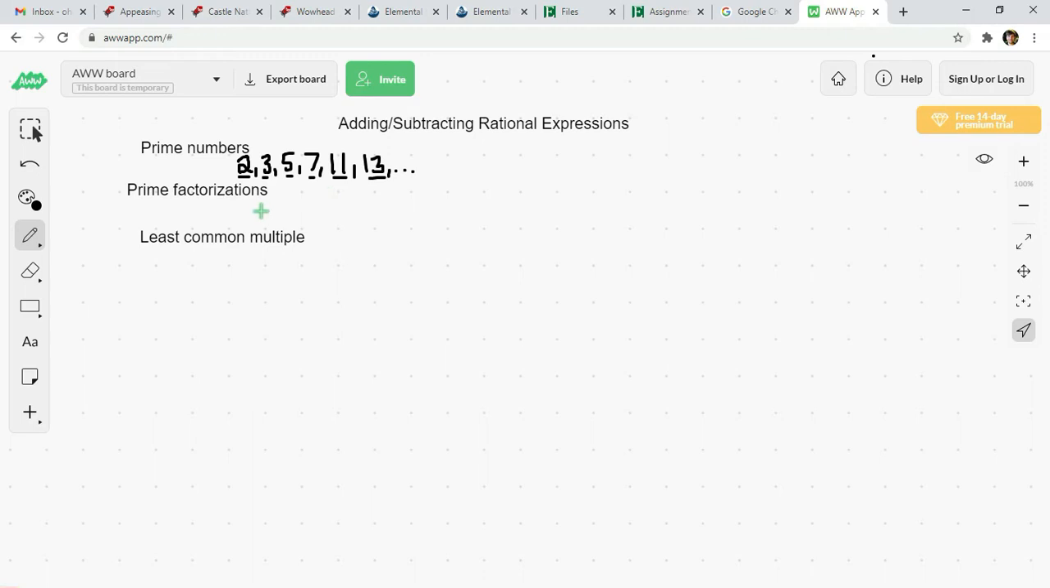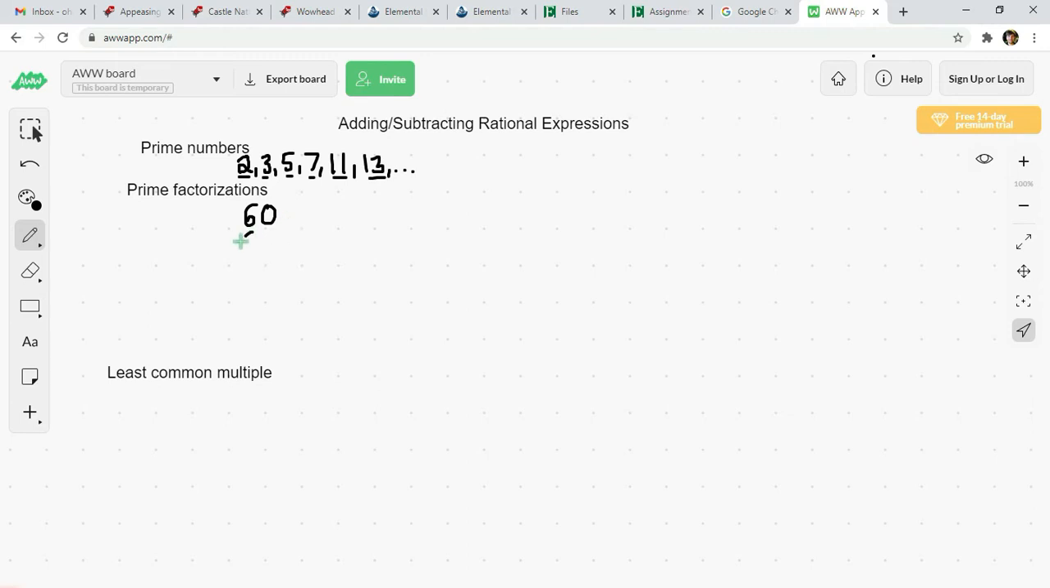Next, prime factorizations. There's a theorem called the fundamental theorem of arithmetic, and it tells you that every integer can be broken down into products of primes. So we can take any integer we want, and we can find its prime factorization. So why don't we look at an example? Say we want to take the prime factorization of the number, let's just go with something like 60.